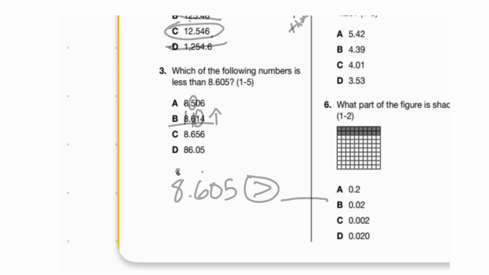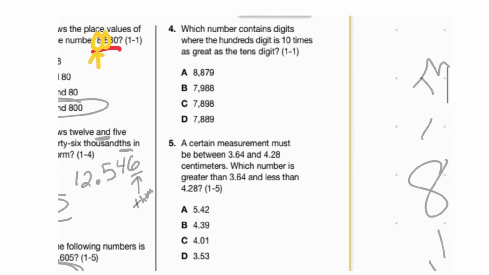This one has an 8, this one has an 8, this one has a 6, just like ours. This one has a 5, and 5 is bigger than the 0 that we have already. So that would not work. And then we know that 86 is bigger than 8, so that wouldn't work. So even though we saw right away that this was the right answer, you still want to double check that these others are still the wrong answers. All right, going on to number 4.